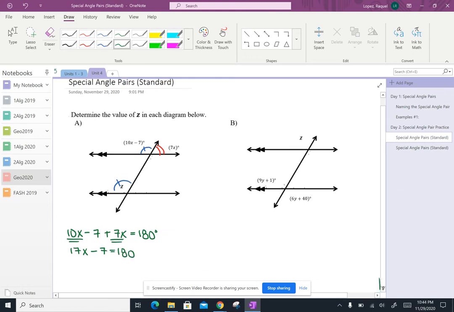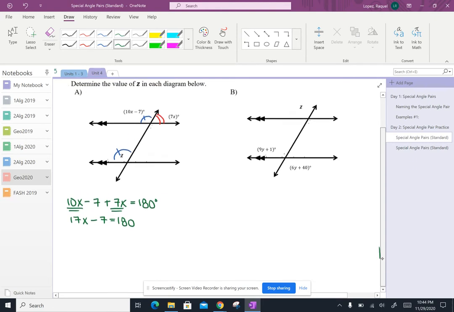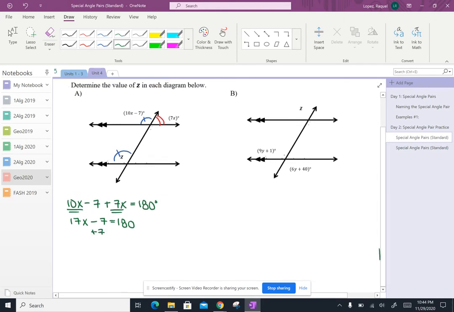All right, so now I can go ahead and actually solve for x. I'm going to add 7 to both sides. And I get 17x equals 187. And the last step is going to be to divide both sides by 17. So 187 divided by 17 is going to be 11. So now we know that x equals 11.